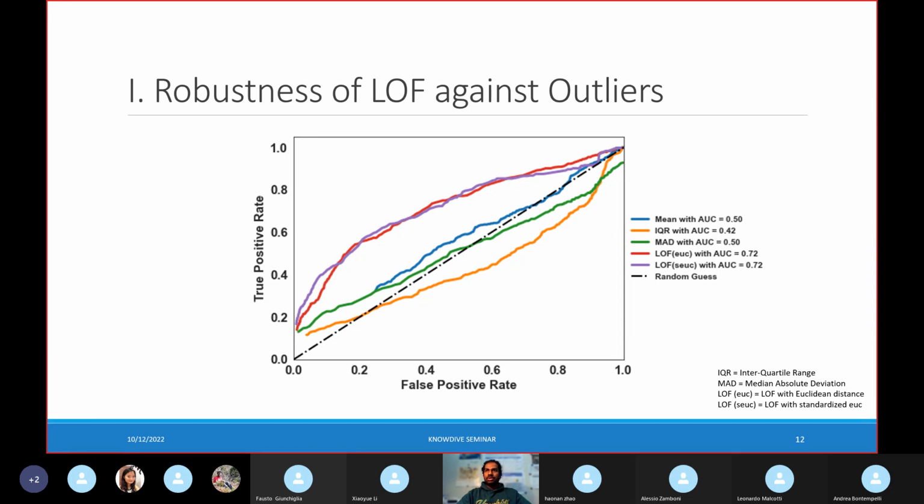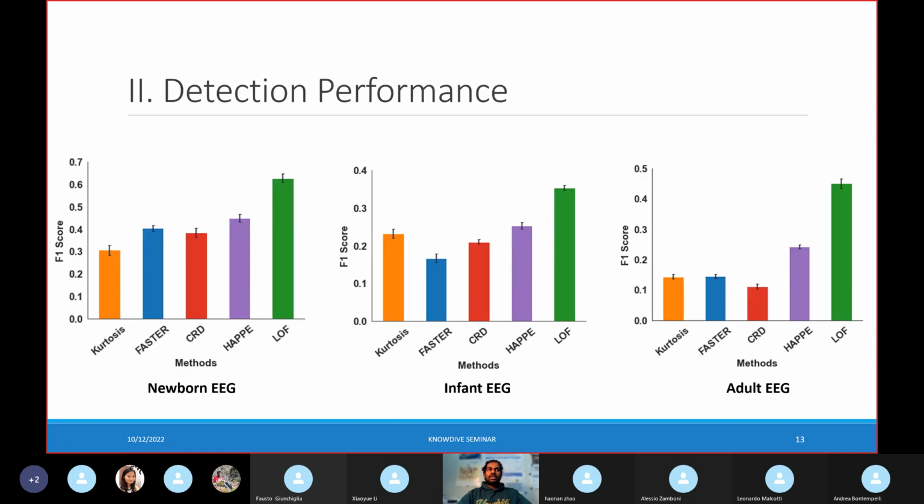Here we see from the scores that LOF, of course, is better than any of these standard measures, showing its robustness against the outliers. And this result is from the adult data set, but it's the same trend also for newborns and infants. Then as far as the detection performance is concerned, I used a robust metric, F1 score, rather than classification accuracy, because the dataset is highly imbalanced. If I remember correctly, it's around 93% of good channels and 7% of bad channels in the data.